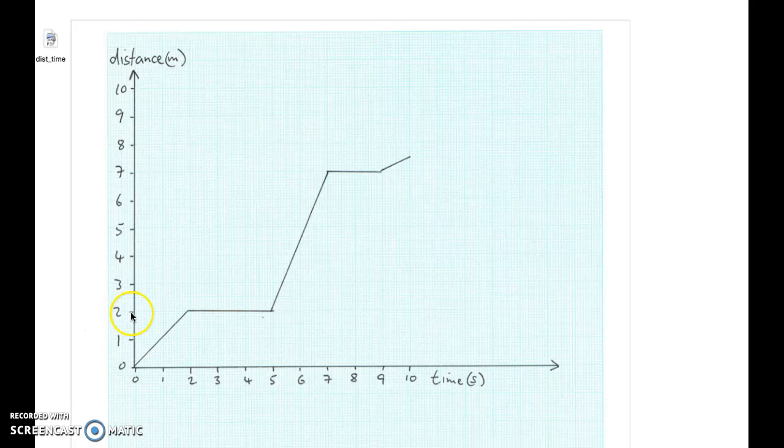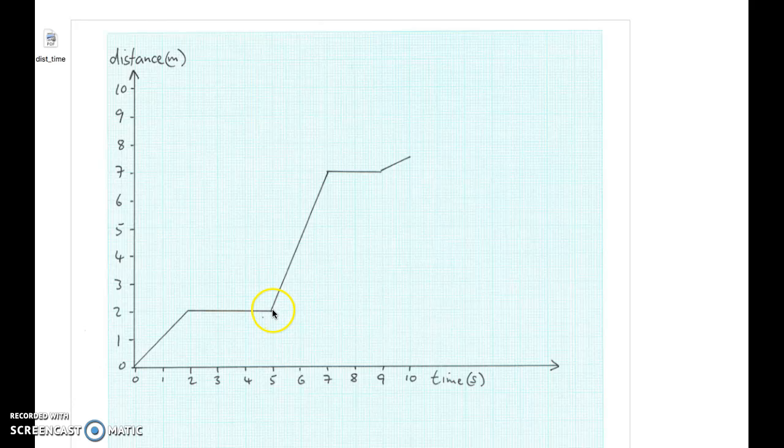It tells us the distance against time, obviously. So for this particular journey, we have something moving. Its distance is increasing as the time goes on. In fact, it gets to 2 meters at a time of 2 seconds. And then we can see that between 2 and 5 seconds, the distance doesn't increase. So if the distance doesn't increase, it means that it is stationary.